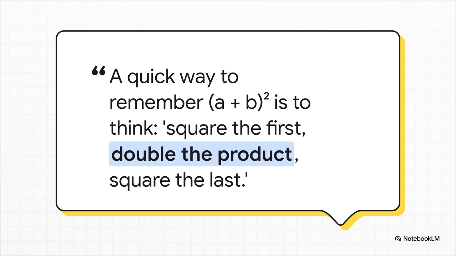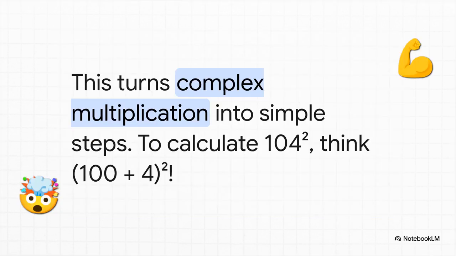And here's a handy little trick for remembering that first identity, the a plus b squared one. Just follow this pattern in your head. Square the first term, double the product of the 2 terms, and then square the last term. Easy as that. And this shortcut is so powerful you can actually use it for mental math.